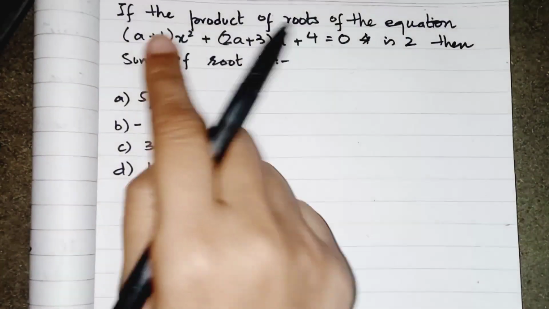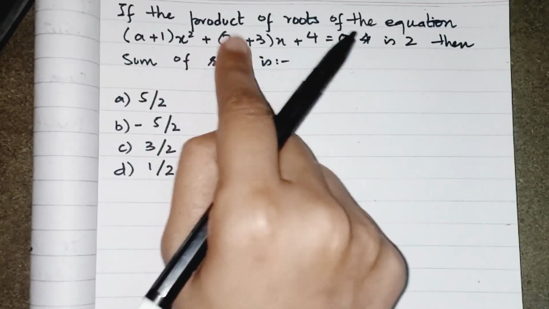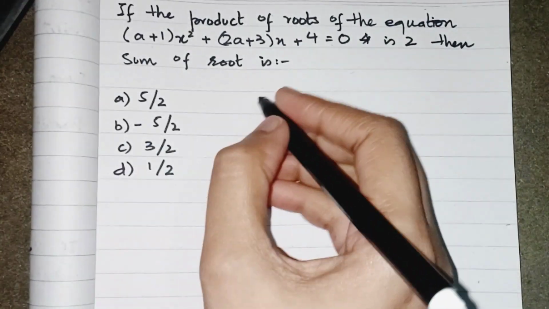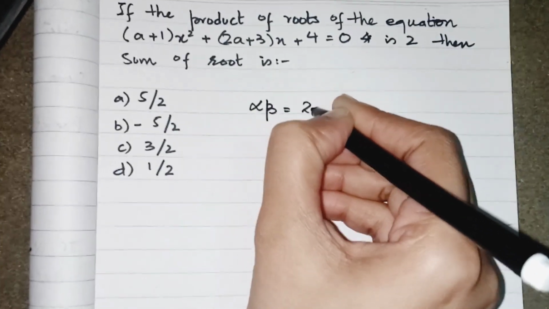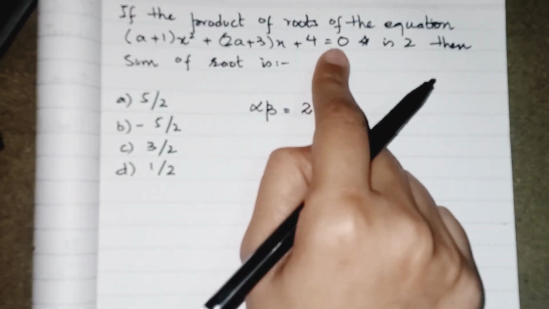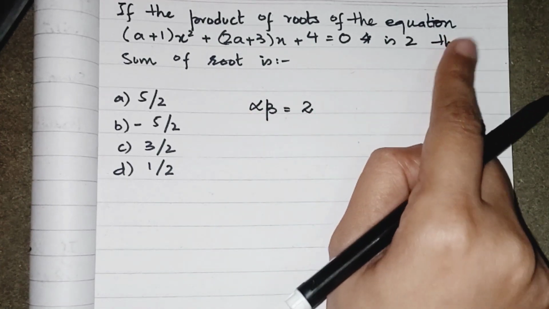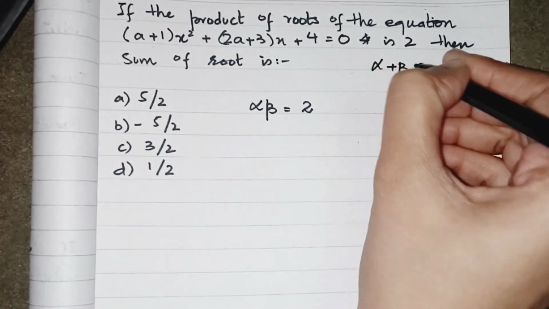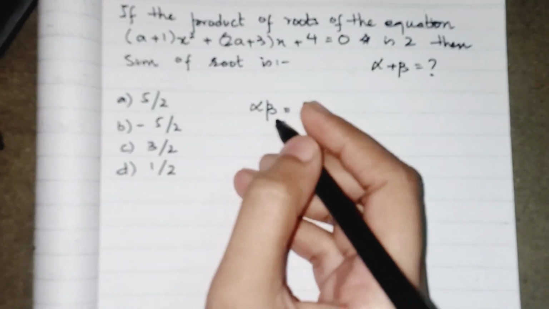Just remember the basic things and you can do it easily. So now we have a question: if the product of roots of the equation (a+1)x² + (2a+3)x + 4 is 2, which means alpha into beta is equal to 2. Then what we have to find is the sum of roots, alpha plus beta.